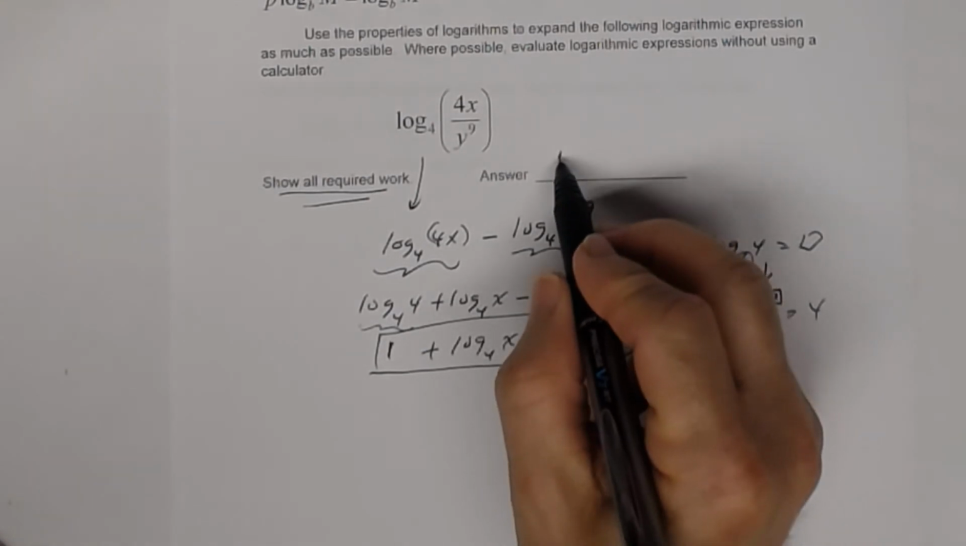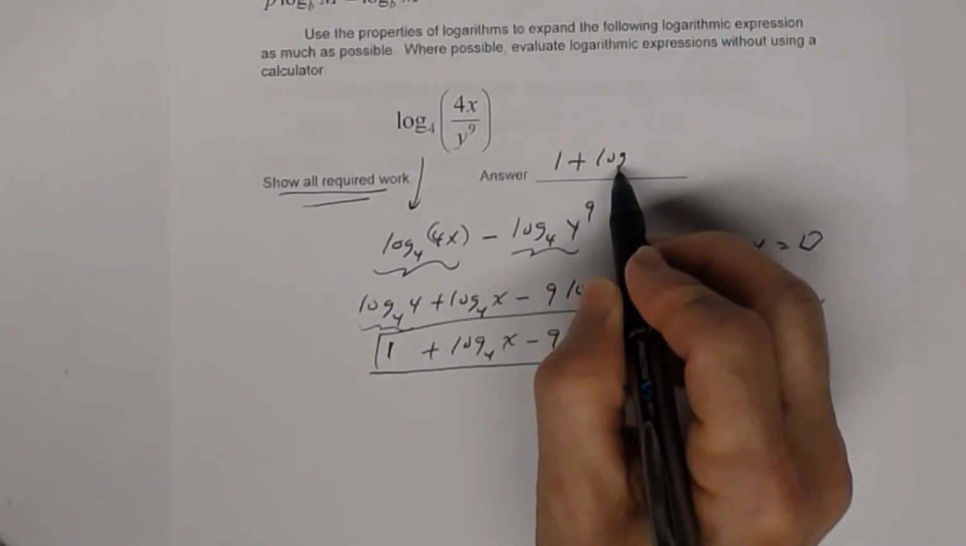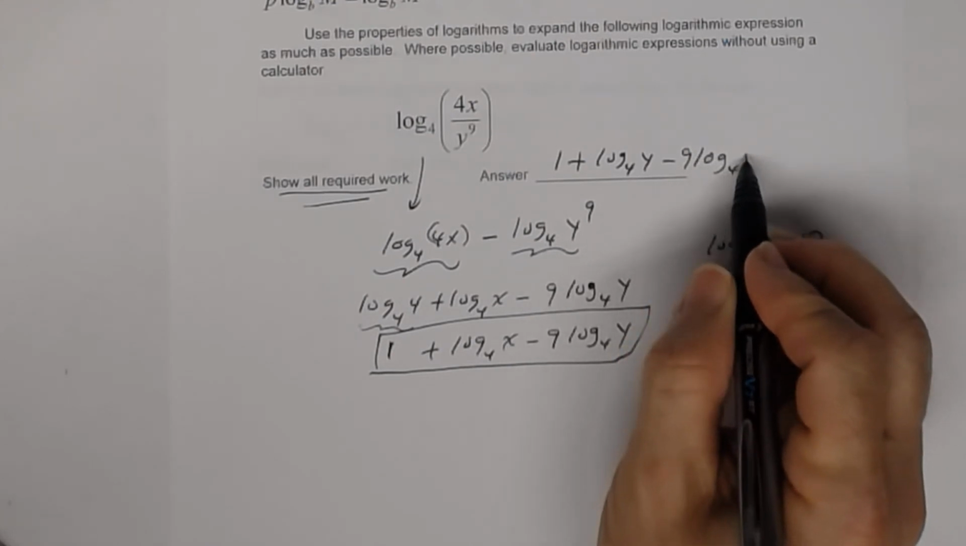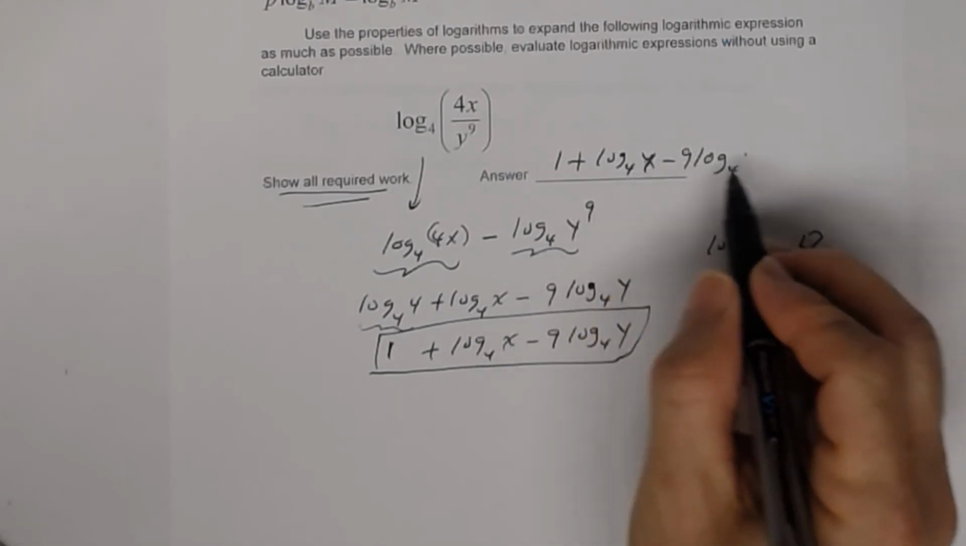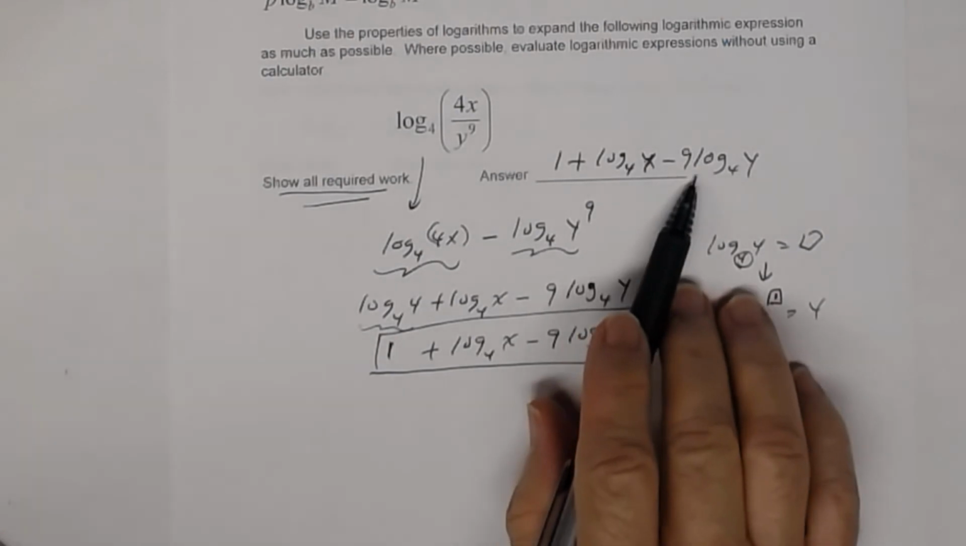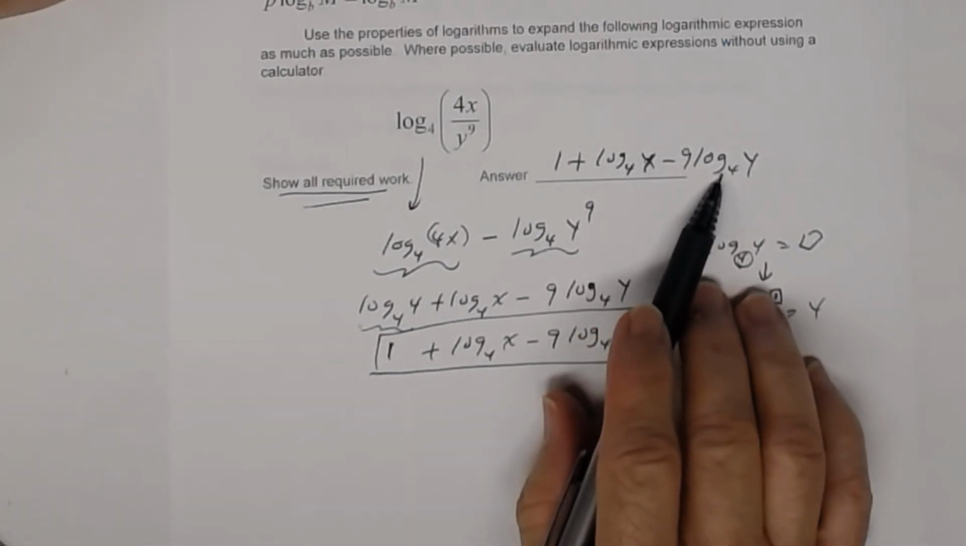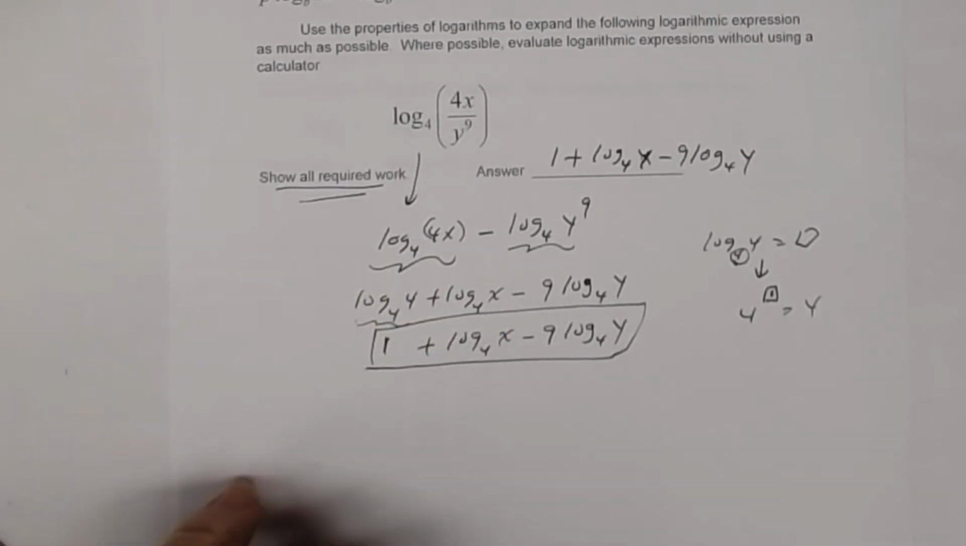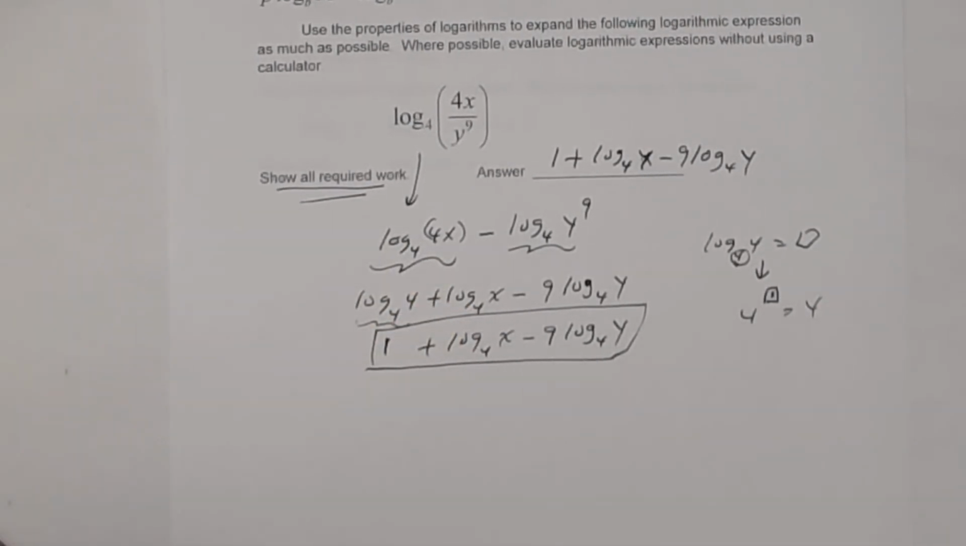There's your answer. So 1 plus log base 4 of x minus 9 times log base 4 of y. Okay? So there's the work you had to show. You had to show this.